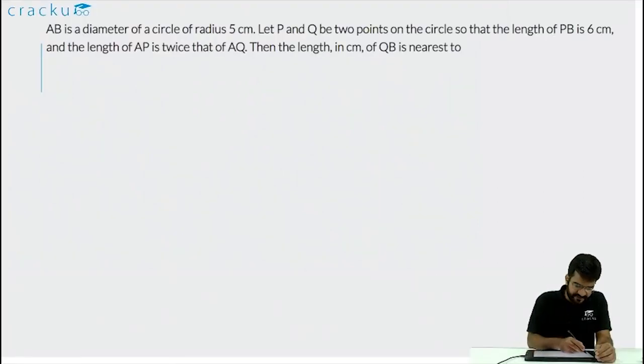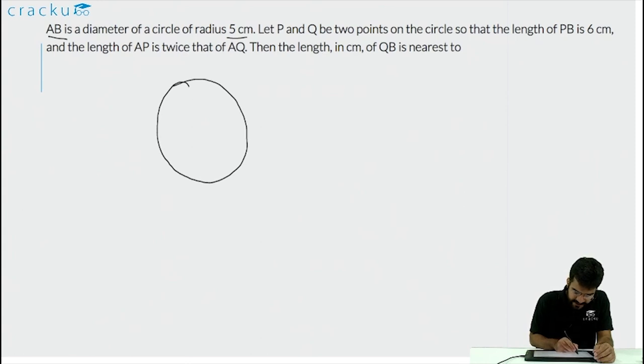In this question, we are given that AB is the diameter of a circle of radius 5 centimeters. Let us first draw AB. Suppose this is a circle and this is A and this is B, and AB is the diameter. The radius of the circle is given as 5 centimeters. So the length of AB, because AB is the diameter, is 10 centimeters.